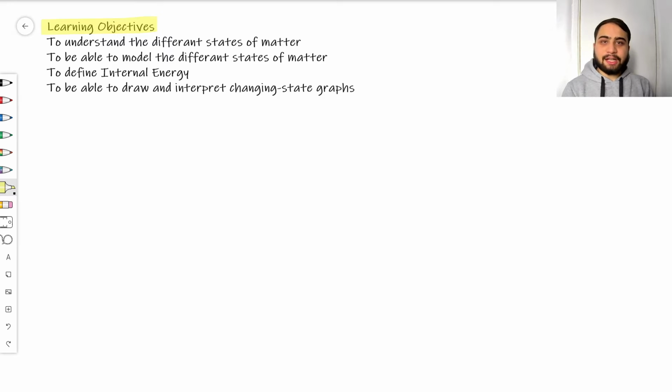So a few of our learning objectives include to understand what the different states of matter are, to be able to model them, to define internal energy, and to be able to draw and interpret changing state graphs. Now it looks like a lot of learning objectives, but all this stuff is really intuitive and so it shouldn't be too much of a challenge for you guys. Let's get right into it.